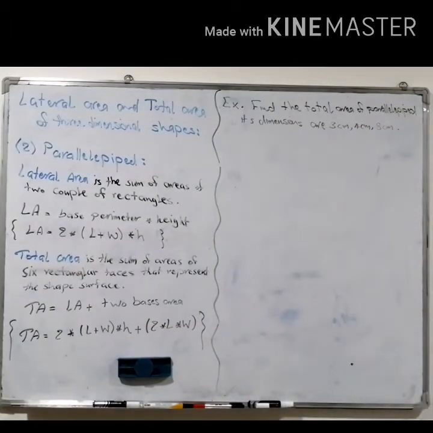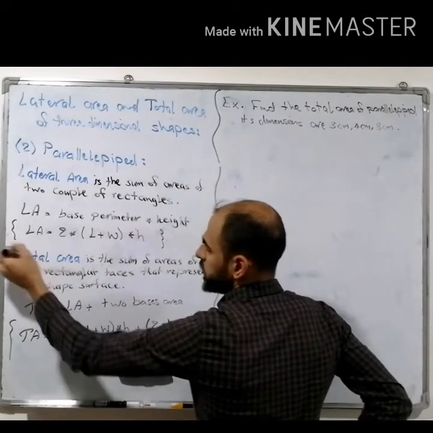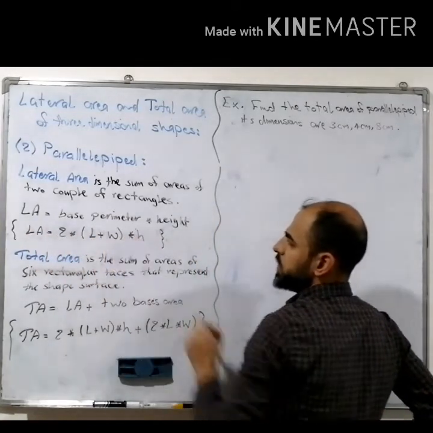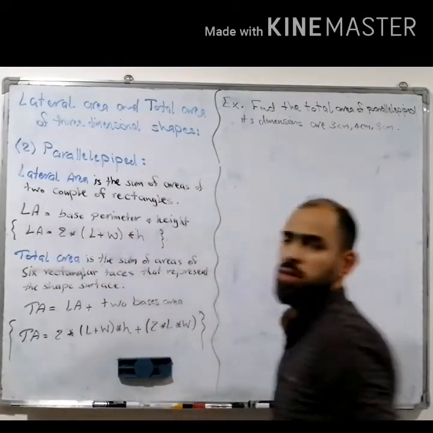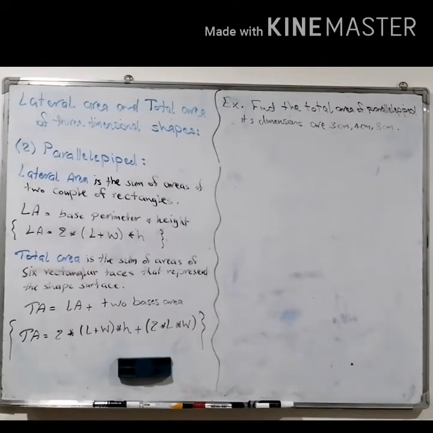So the lateral area is the base perimeter multiplying by height. Shortly, the law of lateral area is 2 multiplying by length plus width, multiplying by height. That means length plus width multiplying by 2 and height. That is the law of lateral area.